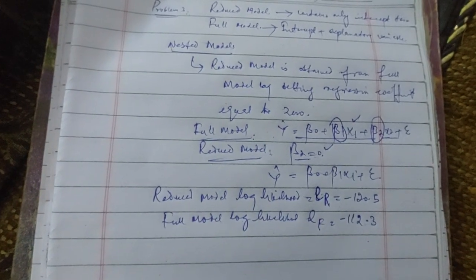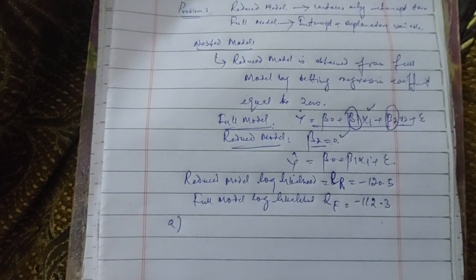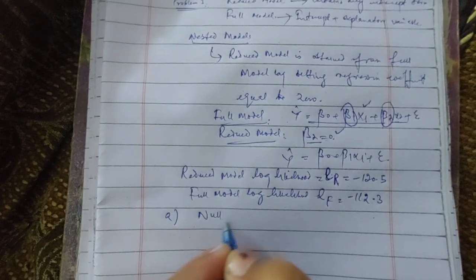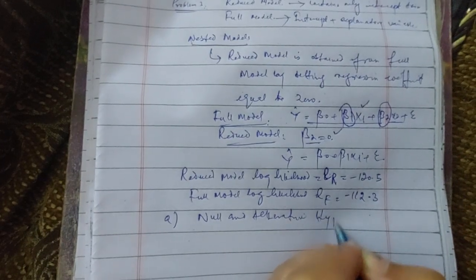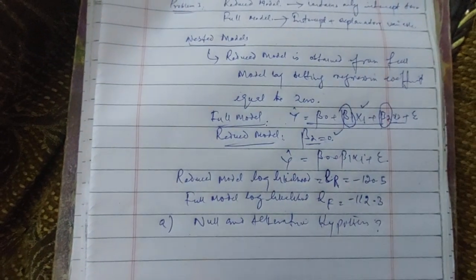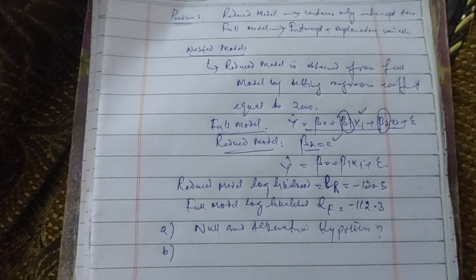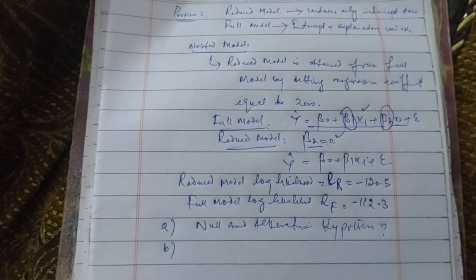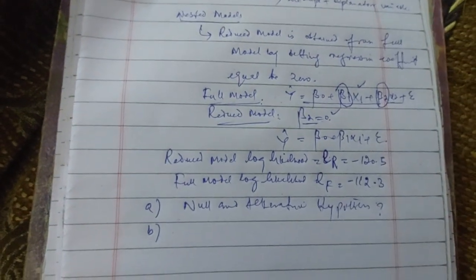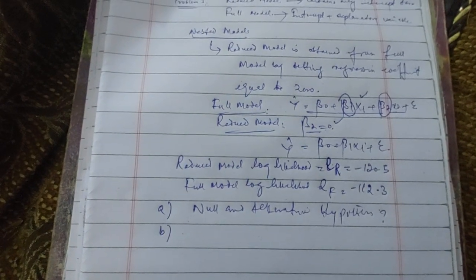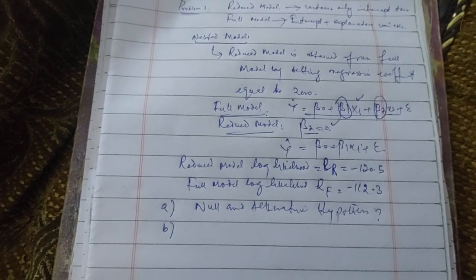There are basically 4 questions being asked. The very first question is to clearly state the null and alternative hypothesis, to check whether the additional explanatory variable significantly improves the model fit.